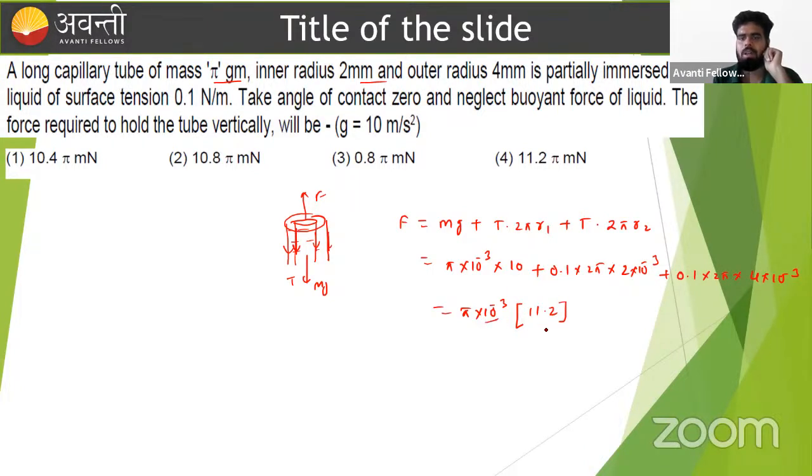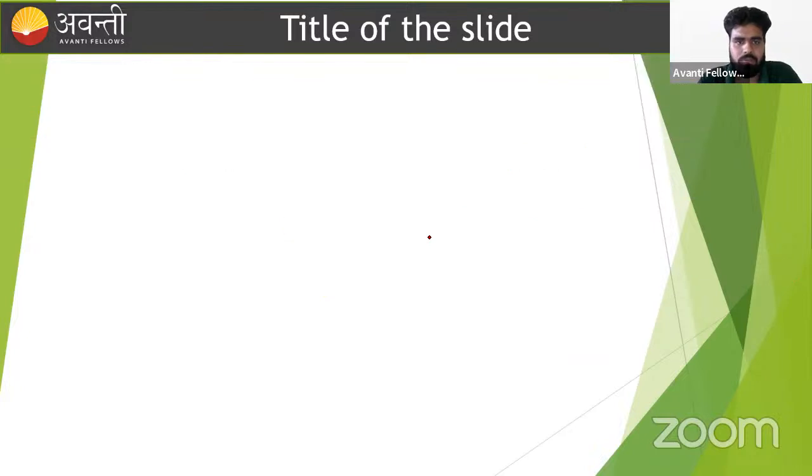And this minus 3 will become micronewton. So what is the answer? 11.2 pi micronewton. I hope this is clear. That is the application of the surface tension.